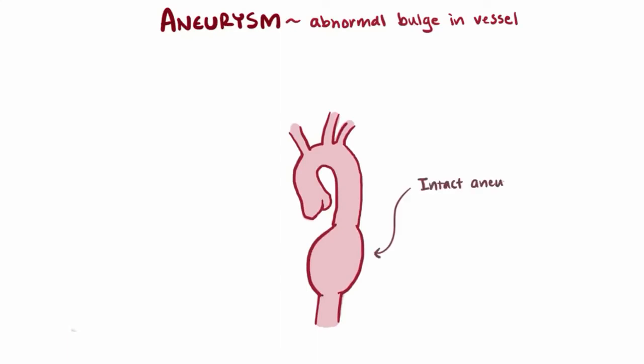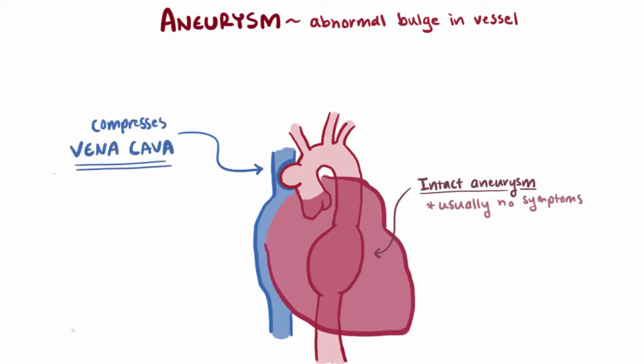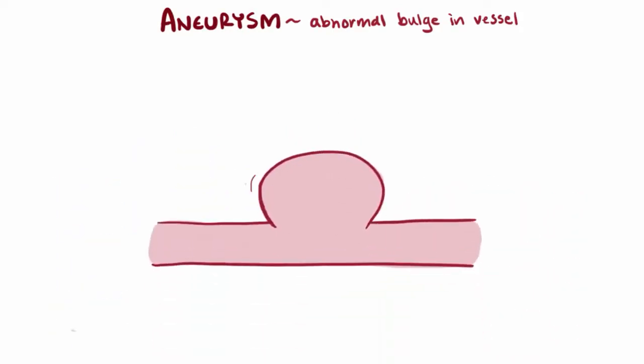Alrighty then. So intact aneurysms are usually okay and don't cause any symptoms. I say usually because the bulging blood vessel can compress organs or vessels around it. So if an aneurysm compresses a major vein like the inferior or superior vena cava, it could decrease the amount of blood returning to the heart. Usually, though, the big worry with aneurysms is the possibility that they might explode, or more like rupture. But it's more fun to say explode.